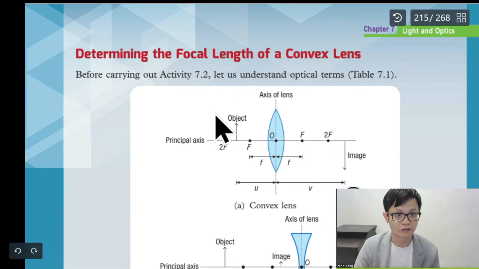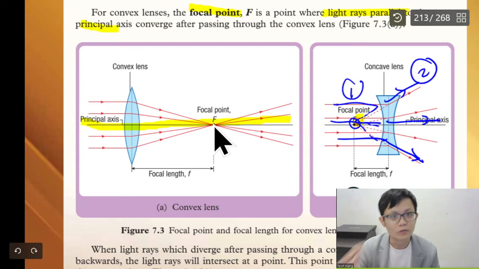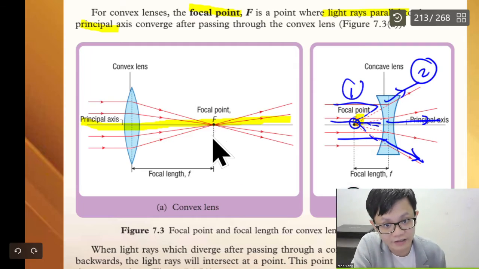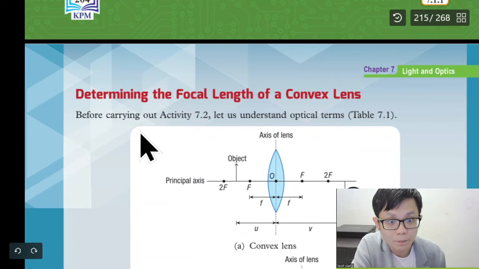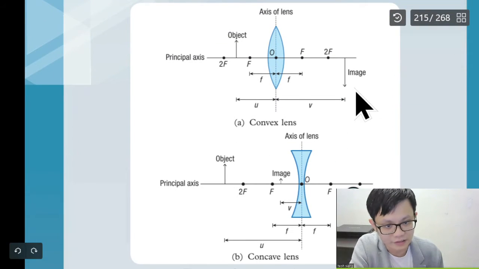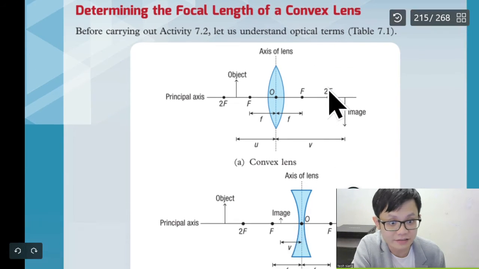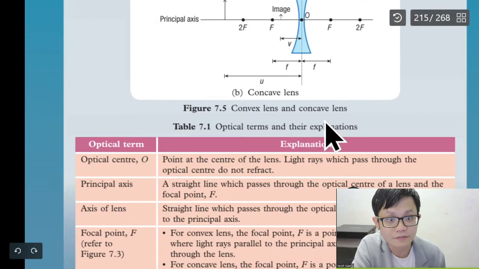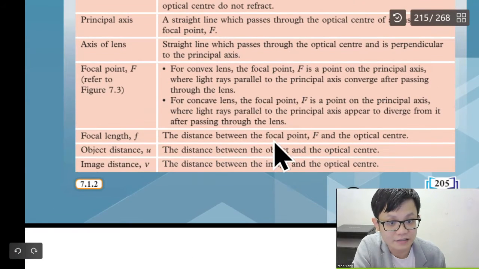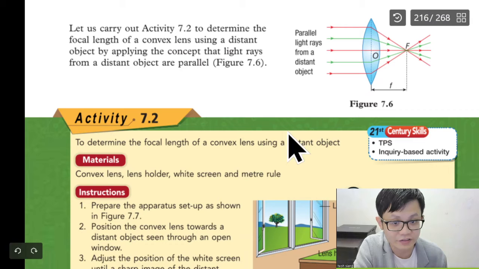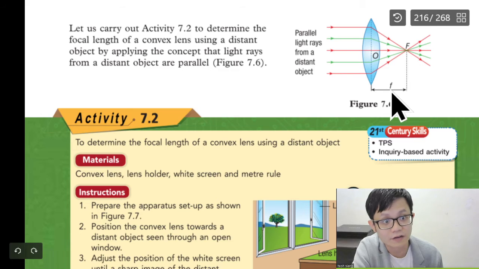Determine the focal length. Okay, now I need to know the focal length. Here we already know the focal length because the book already drew it for us, so we know the focal length is F here. How if we don't know the focal length? Of course, we use the ruler lah. You just use the ruler to measure it. So, determine the focal length. Let's see, this is the convex lens already given. So this one is the thing you can read lah. Okay, let us carry out this activity. Basically, you just need to use your ruler to measure, then you know the focal length.